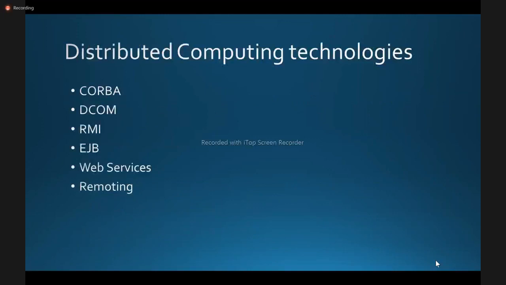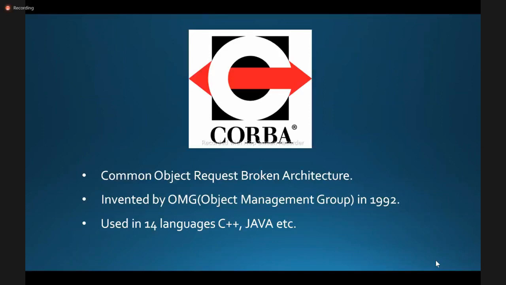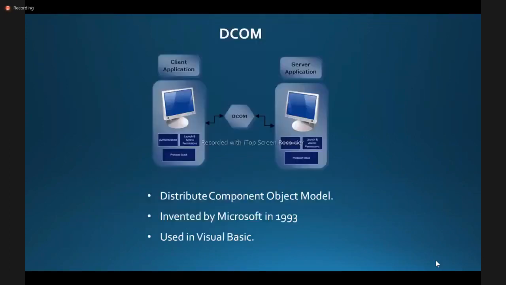Corba, DCOM, RMI, EJB, web service, remoting. Corba is the Common Object Request Broker Architecture, invented by the OMG group, and it is used in more than 14 languages. Another one is DCOM, Distributed Component Object Model. It is invented by Microsoft, and it is used in a language called VB, Visual Basic.